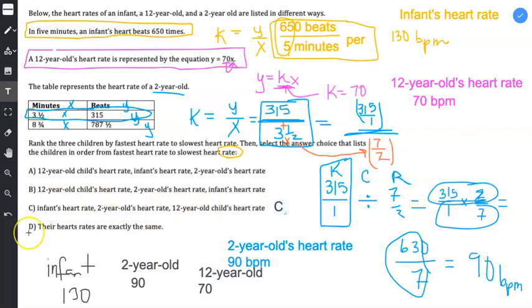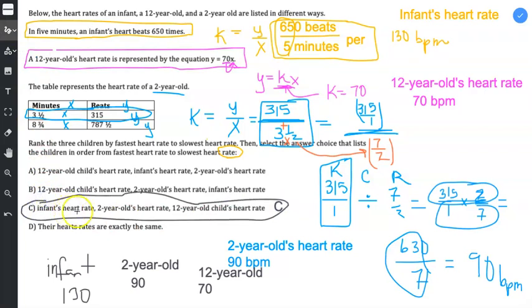Let's read D just to make sure. Remember, a good test taker reads every answer choice. Their heart rates are exactly the same. Well, that's definitely not true. So I've confirmed that the answer is letter C. Infants, 2-year-olds, then 12-year-olds from fastest to slowest.